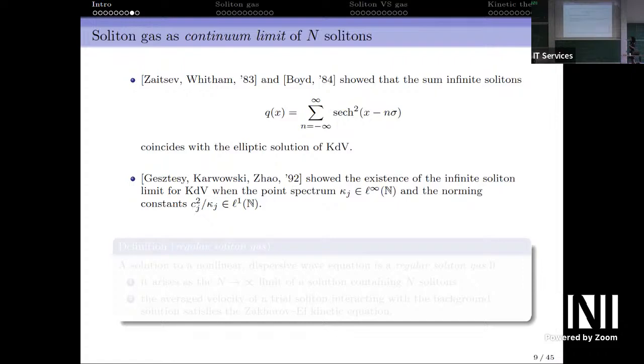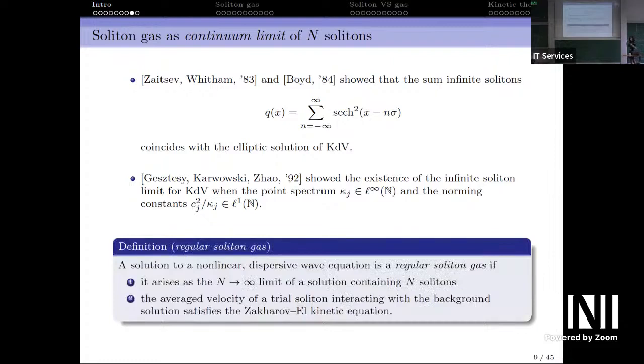And then also in '92, Gesztesy, Karkowski, and Zhao show that there exists an infinite soliton solution of KdV, provided that the spectral parameters have some properties. In particular, we're assuming that the point spectrum is bounded, and the norming constants are little l2.